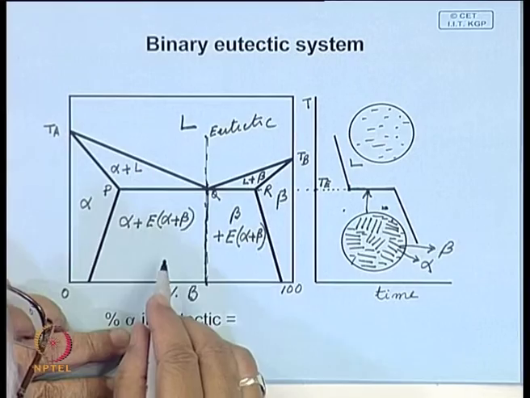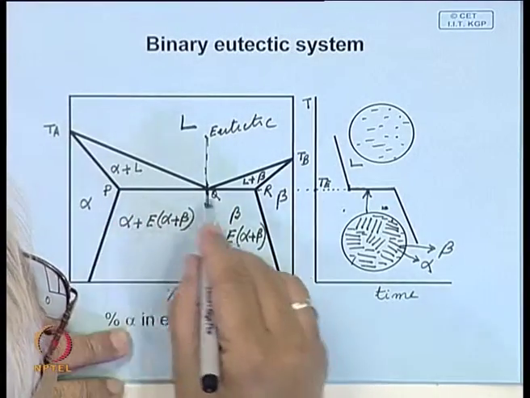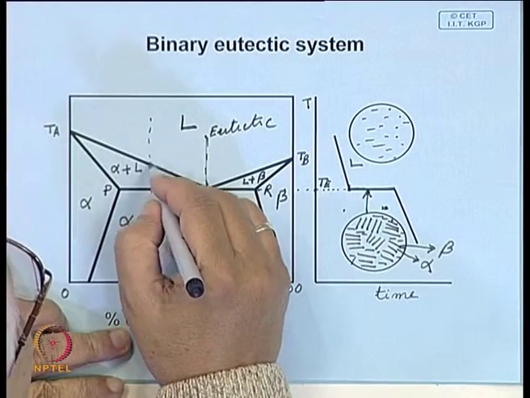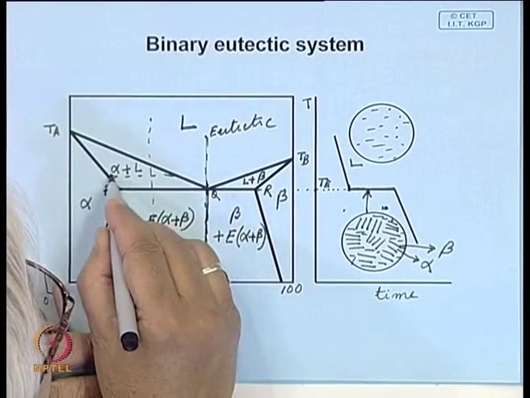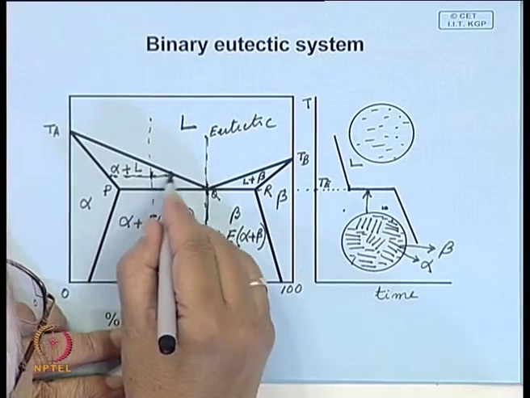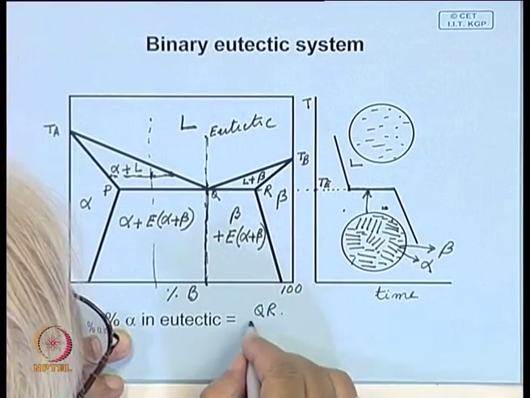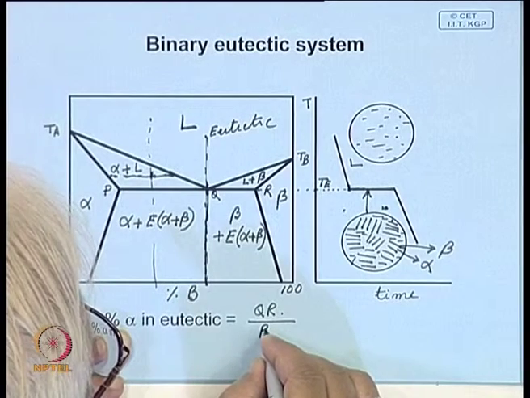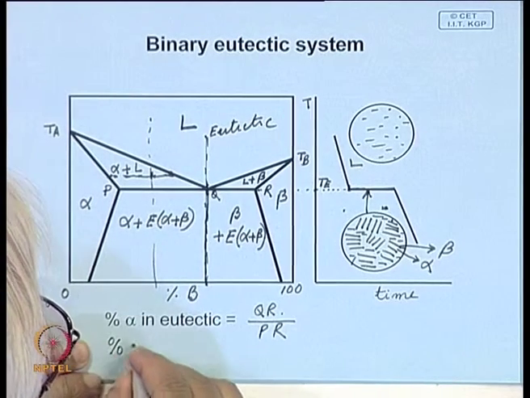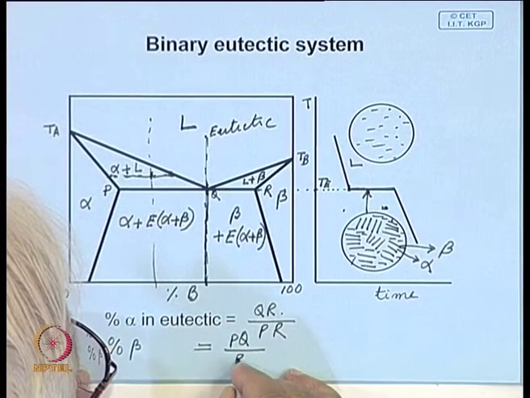Now, here percentage alpha will be proportional to, say you will apply the lever rule in the same way as over here. We did it last class for that isomorphous system. Lever rule, percentage alpha is proportional to this part over whole. You extend the same thing here, this amount of alpha is equal to Q R over total P R. Similarly, percentage beta in eutectic will be equal to P Q over P R.